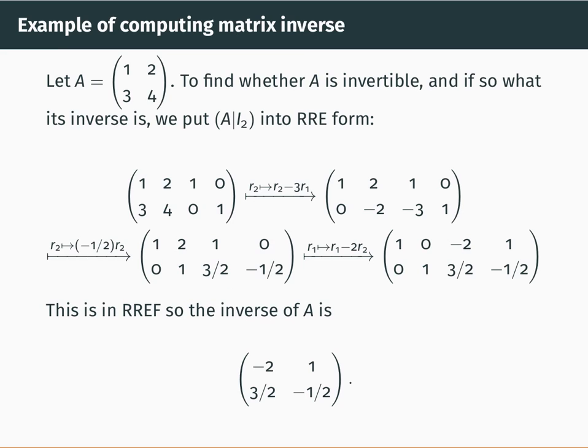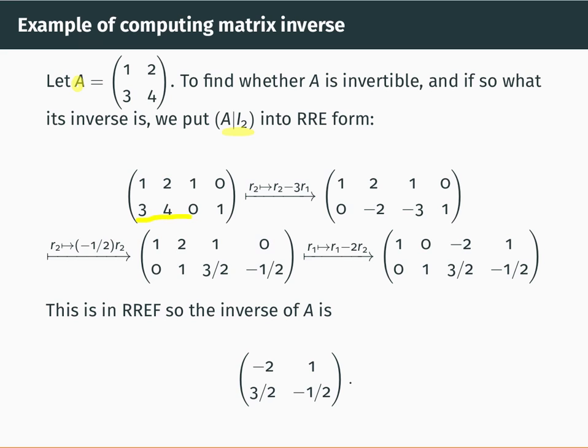Let's do an example of this in the 2 by 2 case. So we'll take A to be the matrix 1, 2, 3, 4. To find whether A is invertible, and if so, to find what its inverse is, what we do is we form our super augmented matrix, which is obtained by taking A and then sticking the 2 by 2 identity on the right, and we put that into row reduced echelon form by doing row ops.